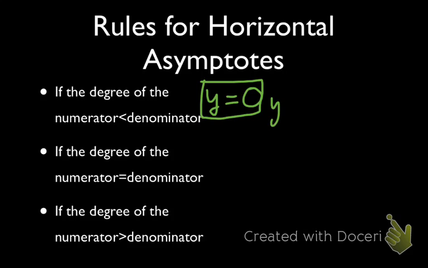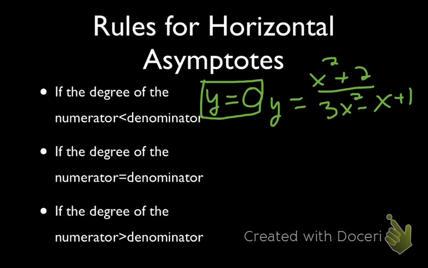Let's see, we want the numerator less than the denominator. So something like x squared plus 2 divided by 3x cubed minus x plus 1. Oh, I think I said cubed and wrote squared. This should be 3x cubed minus x plus 1. All right, the degree on top is 2.